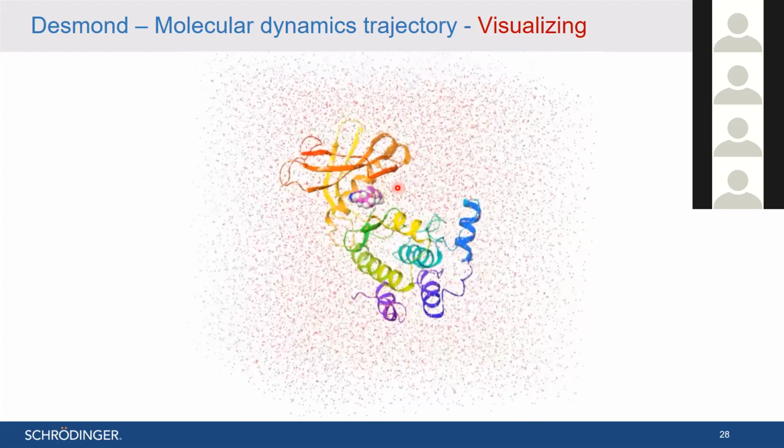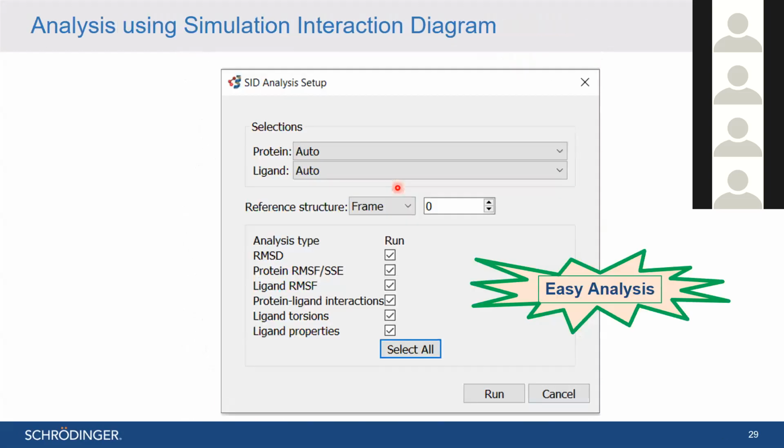To do that, there is a separate tool in Schrodinger, which is called the simulation interaction diagram. It's very easy to do the analysis. All you have to do is select all of these boxes, click select all, and then click run. It's going to do the analysis. It takes around 5 minutes, and after you do the analysis, you can just look at your results.